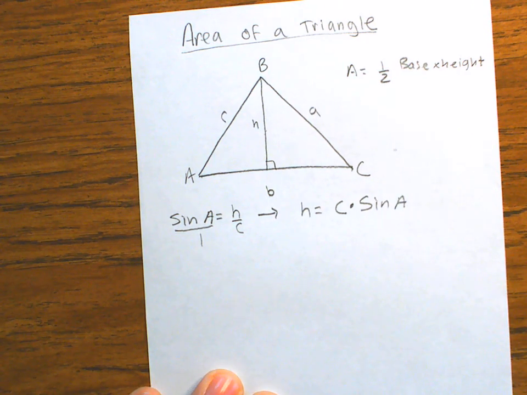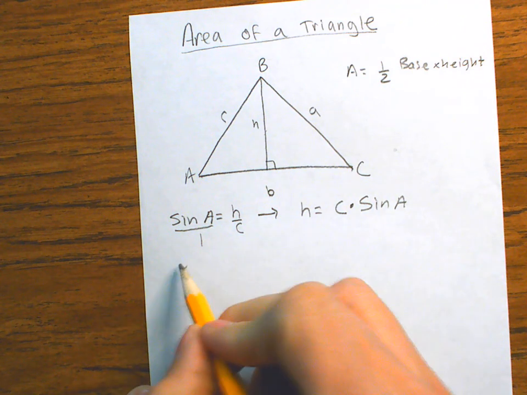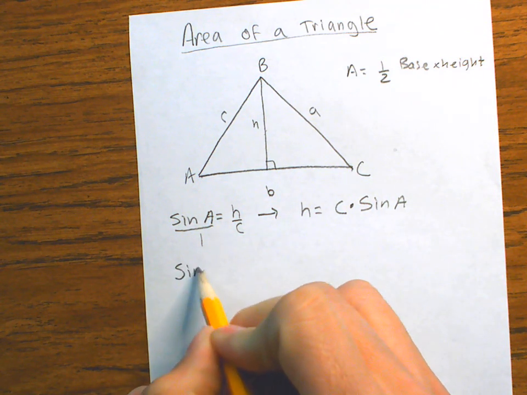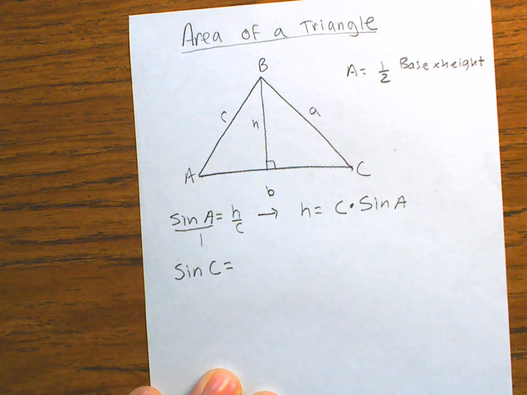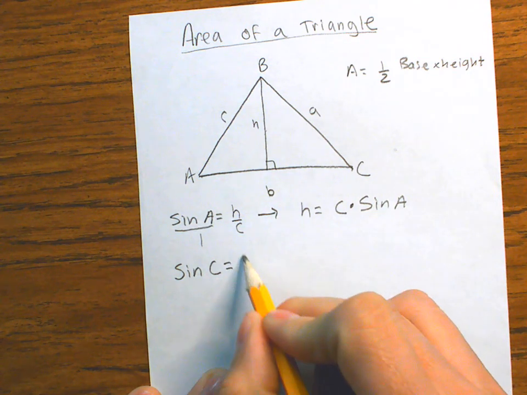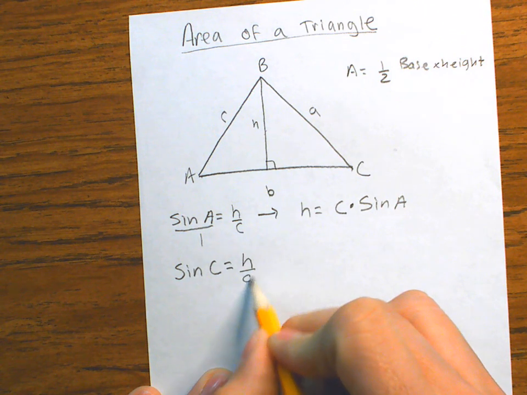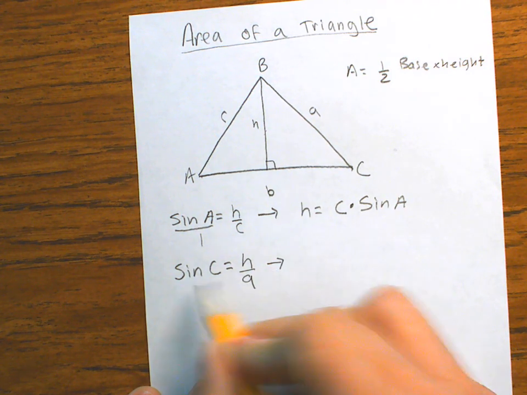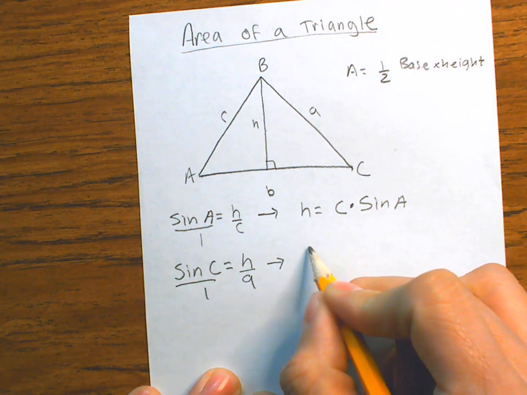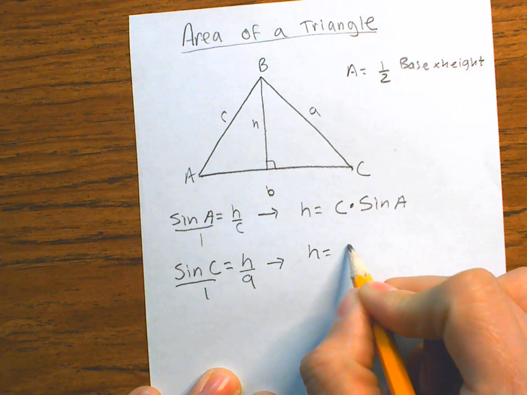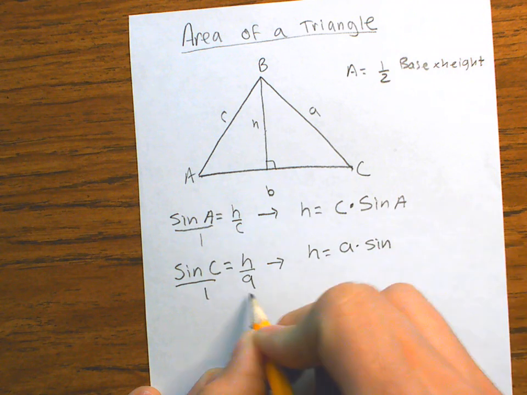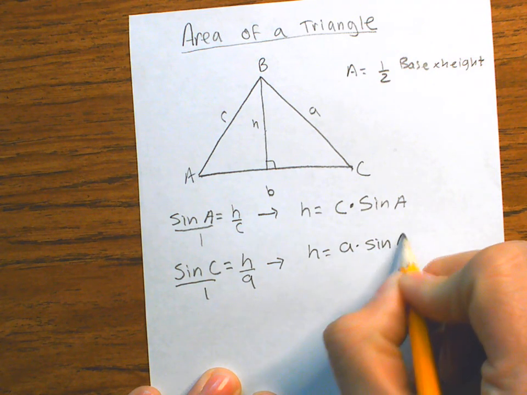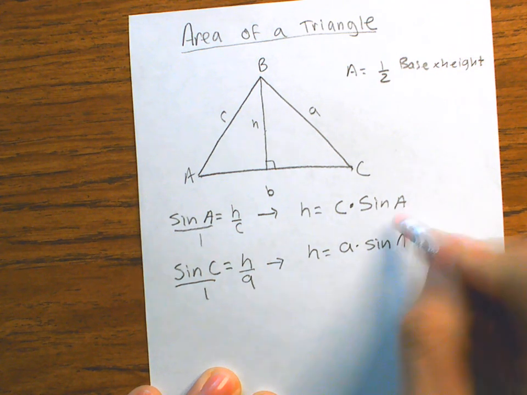Okay. All right, let's take a look also at the sine of C. Okay, so the sine of C is going to be h over A. And we're going to do the same thing. Cross multiply. And we are going to get h to equal A times the sine of A. Nope, C.